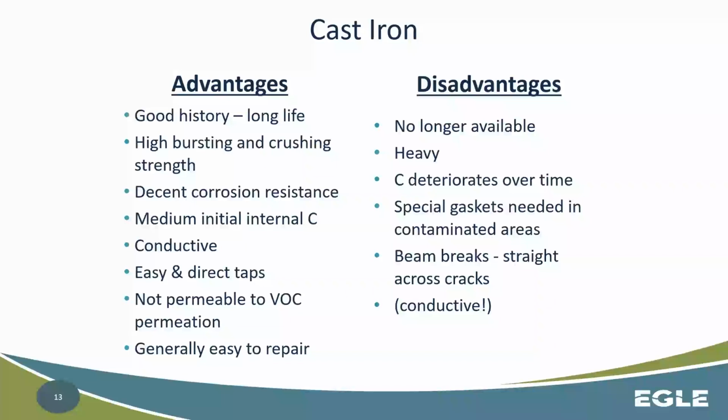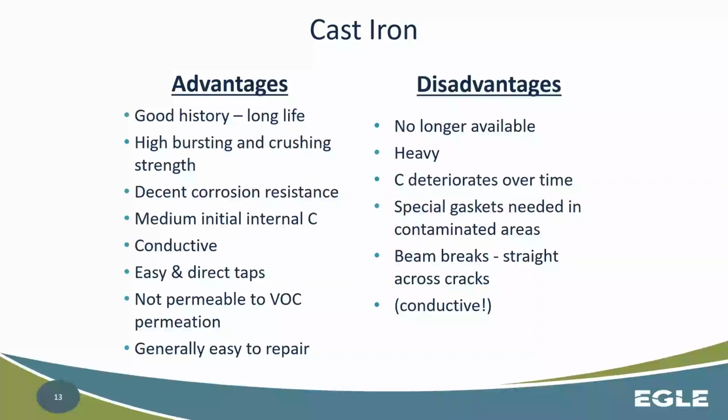Those tubercles make that volume, or that flow, decrease over time. But they are conductive, so you can track them down. So you won't need a trace wire or anything like that. They're easy, and you can have direct tapping. Pretty straightforward with those. They're not permeable to VOC, so that's also positive. And then they're generally fairly easy to repair.